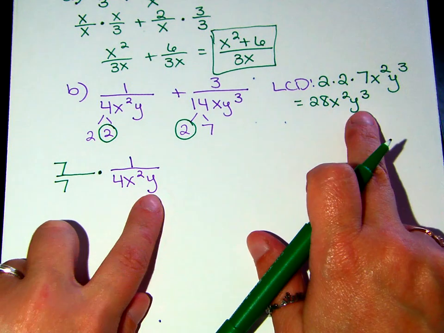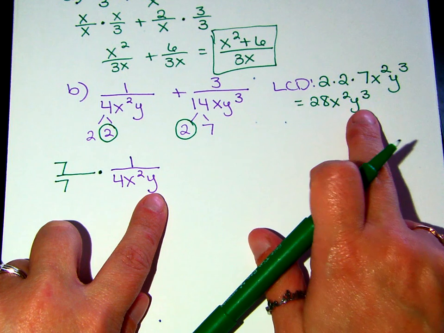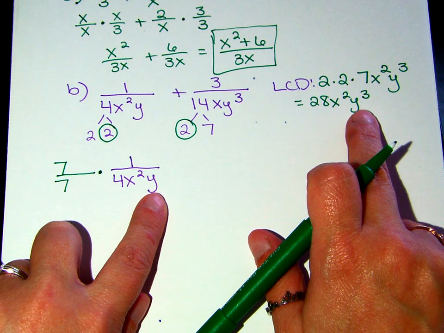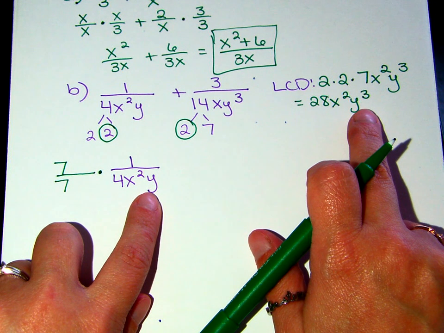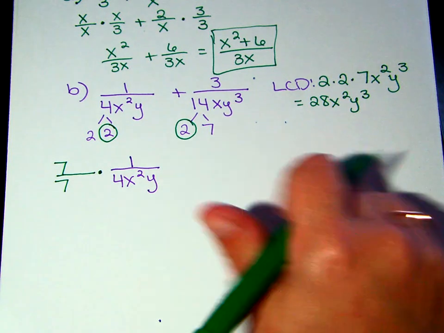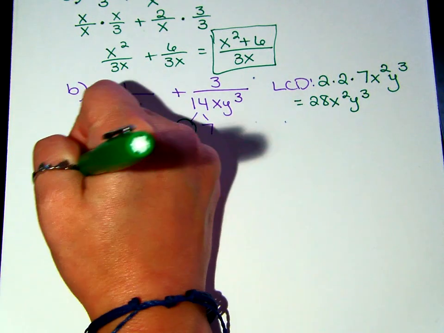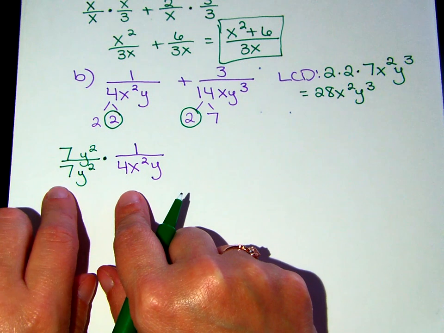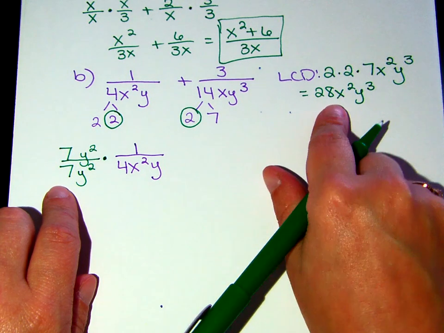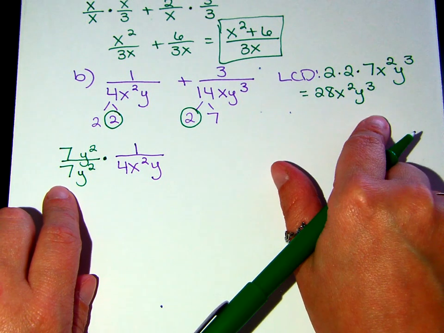And then I look at my y's. I have a single y, but I need y to the third. So what do I multiply y by to get to y to the third? Y squared. That's exactly right. So I'm going to multiply this first rational expression by 7y squared, and that will end up giving me the denominator that I'm looking for.